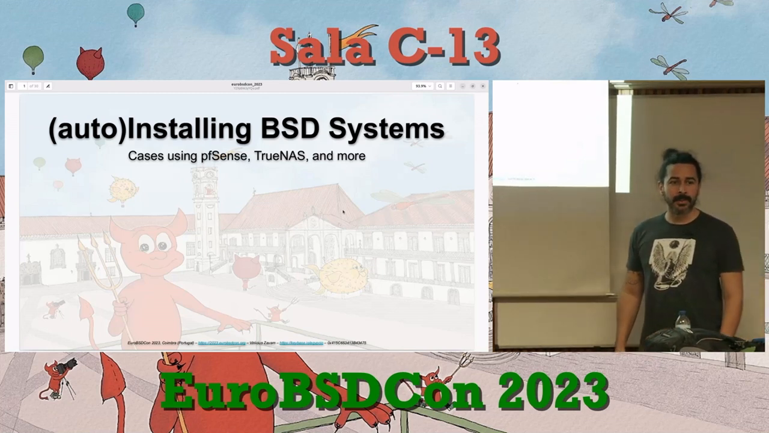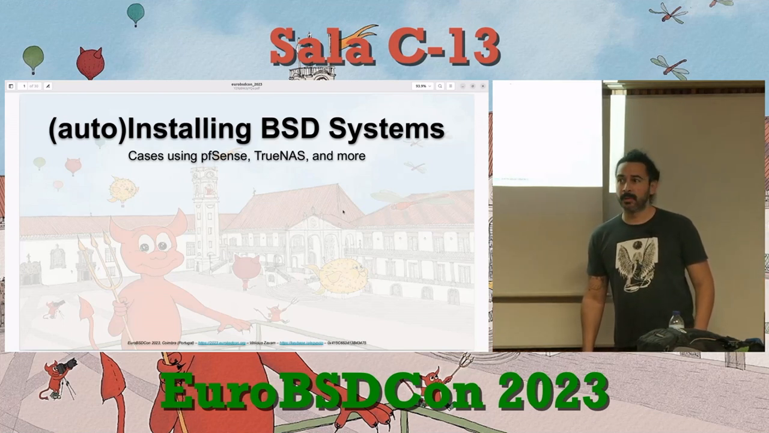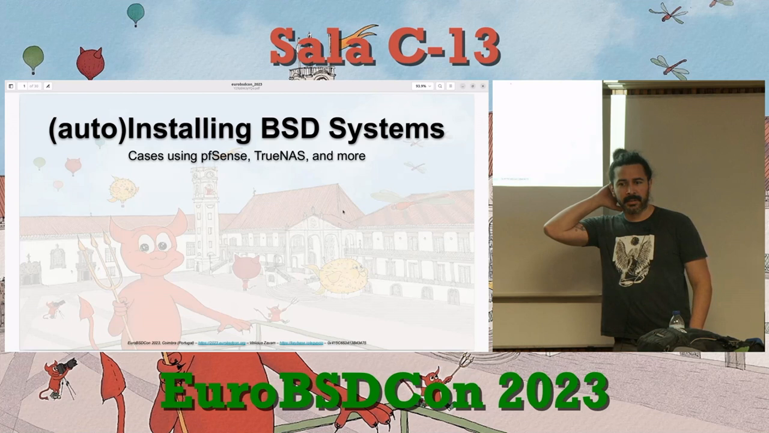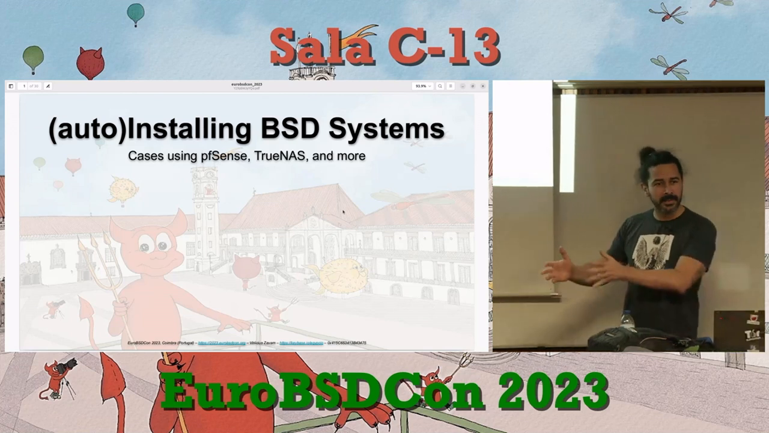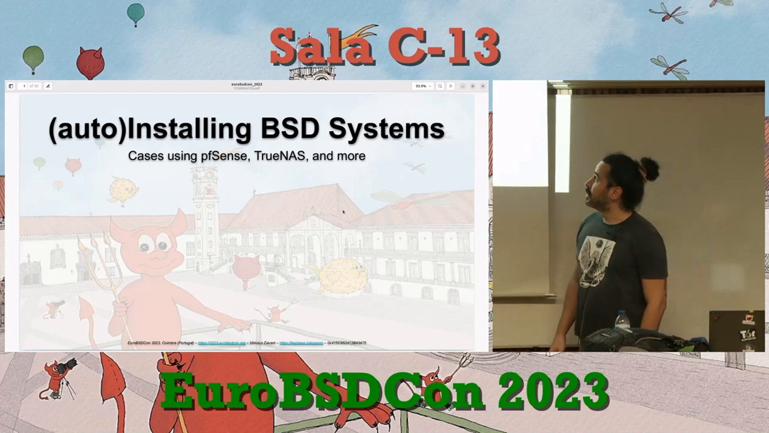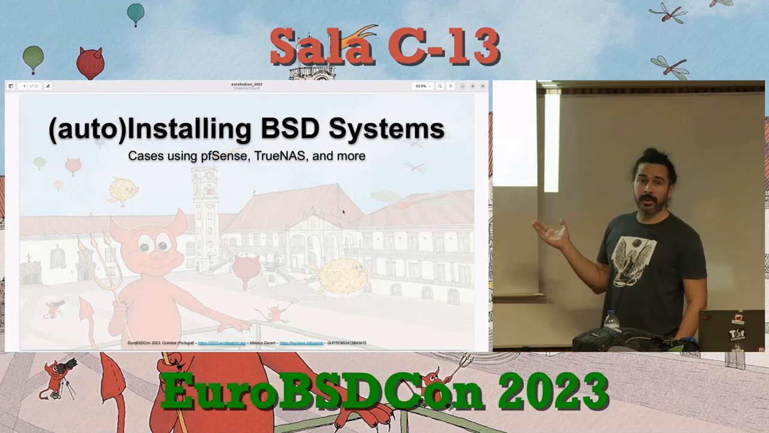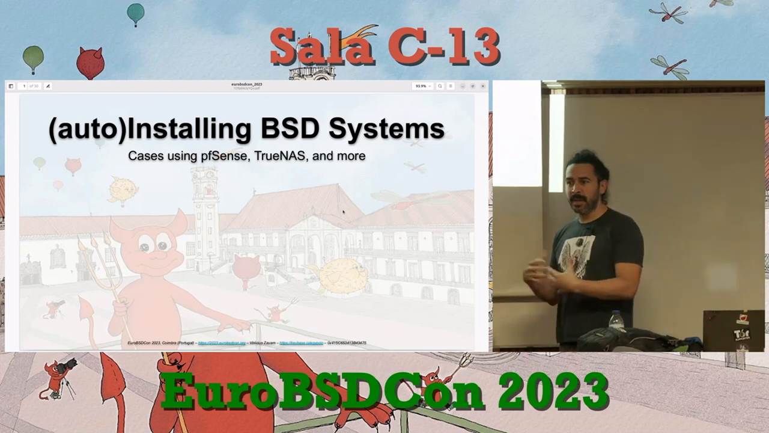So I'm Vinícius. I'm a FreeBSD ports committer and also part of the core team of the Tor project. I have used FreeBSD for quite a while. I started in version 5, so I got the easy way of that. And this is a continuation of the talk that I gave in 2021 about auto-installing the BSD systems.